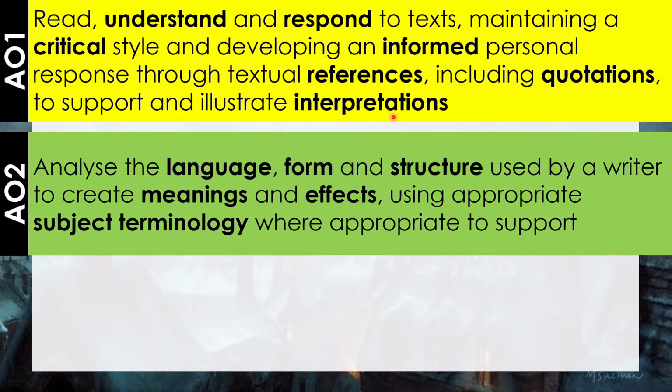AO2 is essentially the analysis. Analyse the language, form and structure used by a writer to create meanings and effects, using appropriate subject terminology where appropriate to support. Can I just point your attention to the form and structure? Form being the form of a novella. Also in terms of A Christmas Carol, you can talk about the form in terms of the staves and the way that they create meaning, and the structure in terms of what happens at which point in the novella and how staves end and lead on to one another. So for example, you might think about the drama of the end of stave 2, where Scrooge plunges the extinguisher cap on top of the ghost of Christmas past.